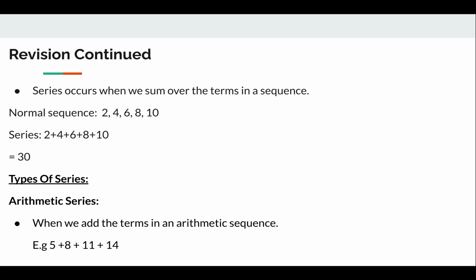When we're talking about series, guys, we get two different types of series. The first type is arithmetic series, and we know now that anything arithmetic, when we're dealing with sequences or series, occurs when we have a bunch of terms with a constant difference between the terms. So here we add the terms in an arithmetic sequence, with a constant difference. The example I gave here is 5, 8, 11, and 14. The differences between these terms, I'm adding a constant 3 each time.